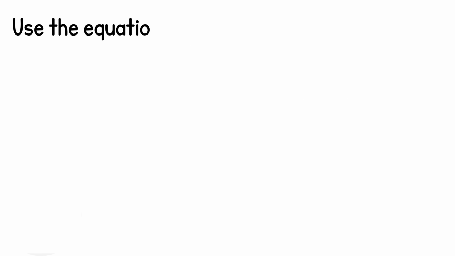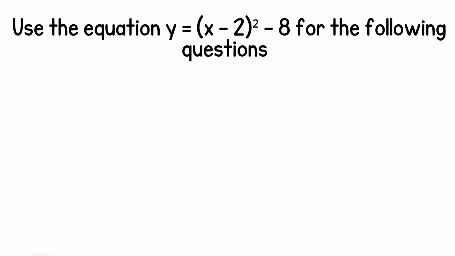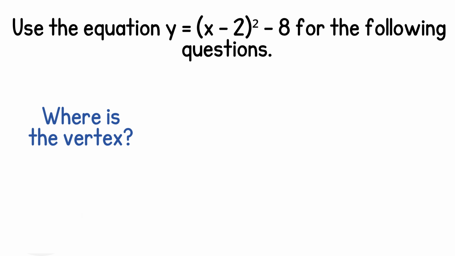In this example, we're going to use the equation y equals x minus 2 squared minus 8 for the following questions. First, we want to know where the vertex is. So we can see that h is 2, and k is going to be negative 8. Since we're used to adding k, and this time we're subtracting, k would be negative 8. So our vertex happens at (2, negative 8).